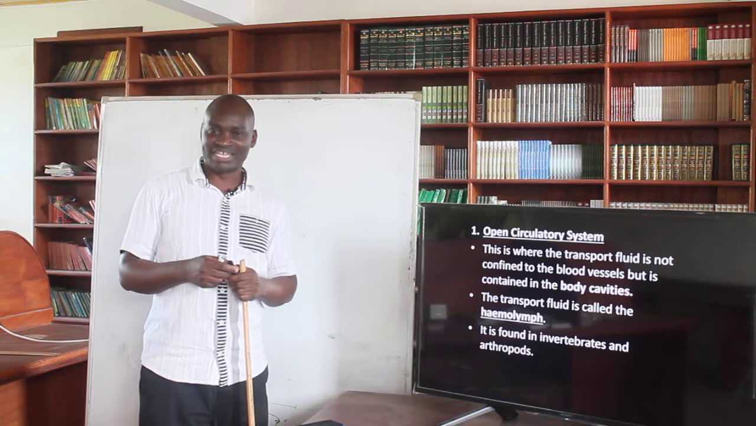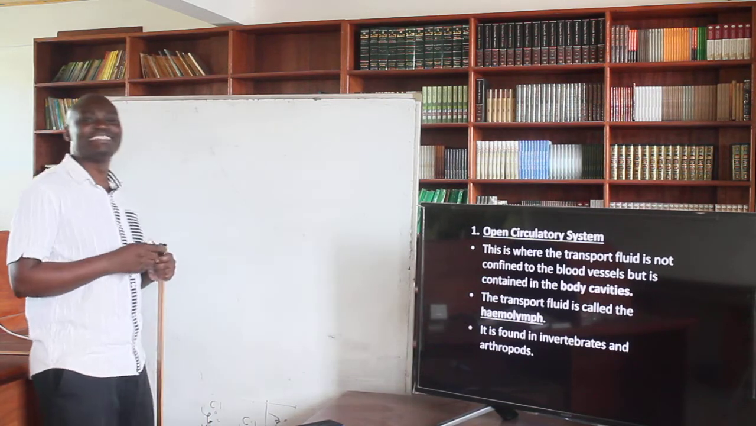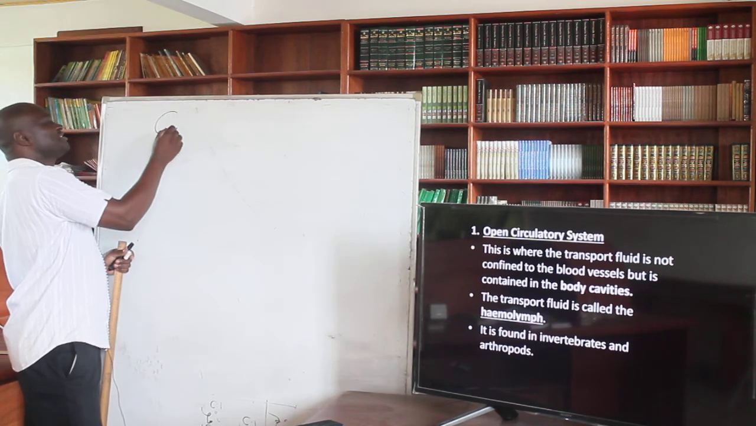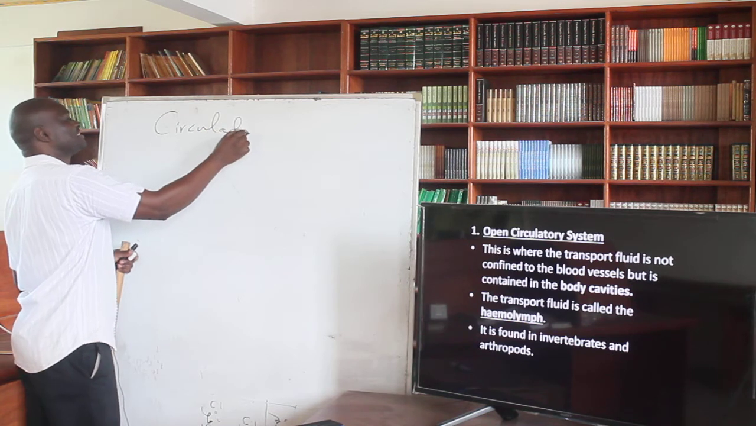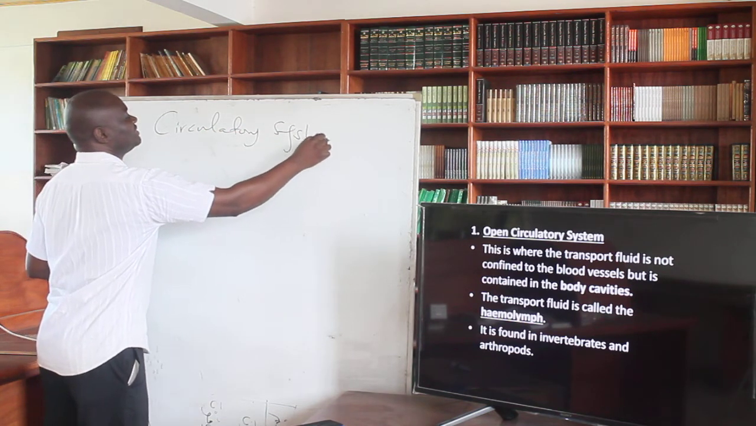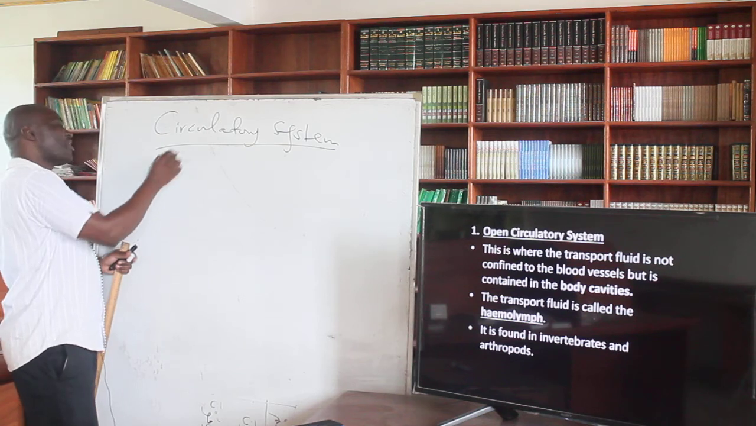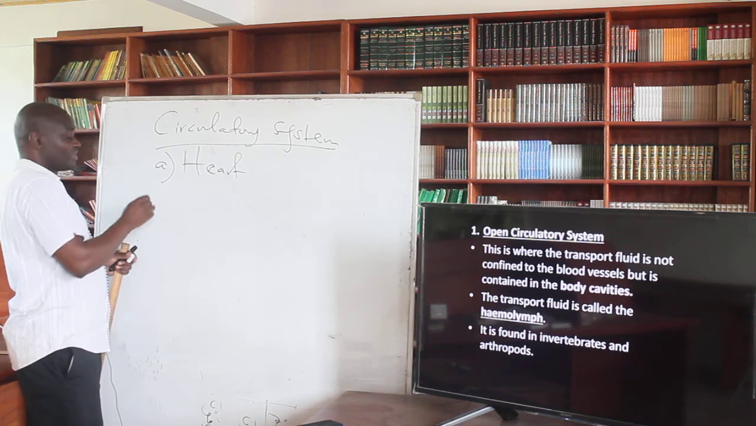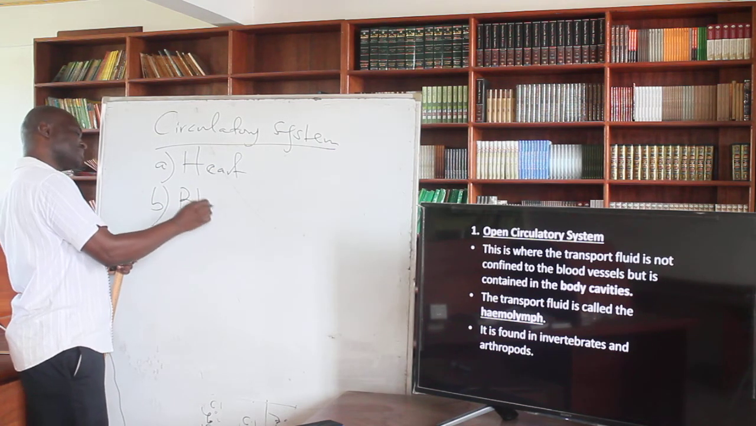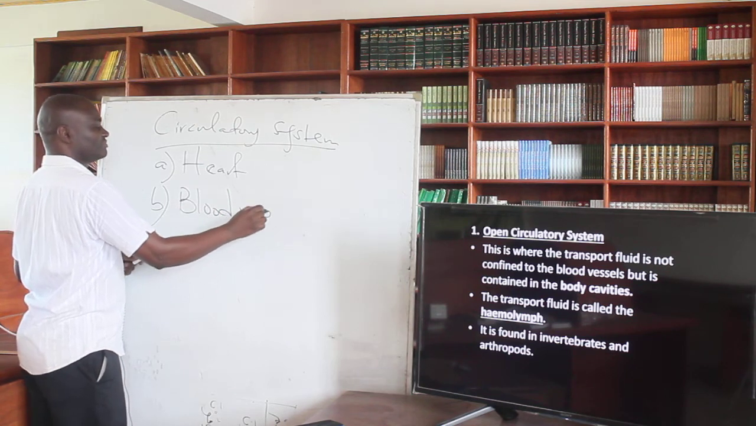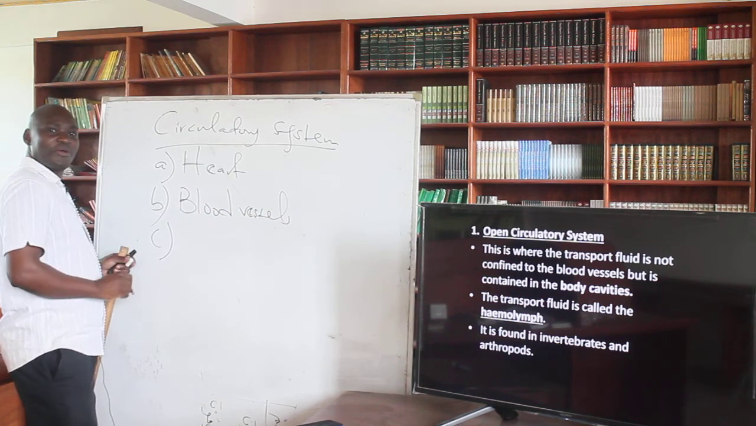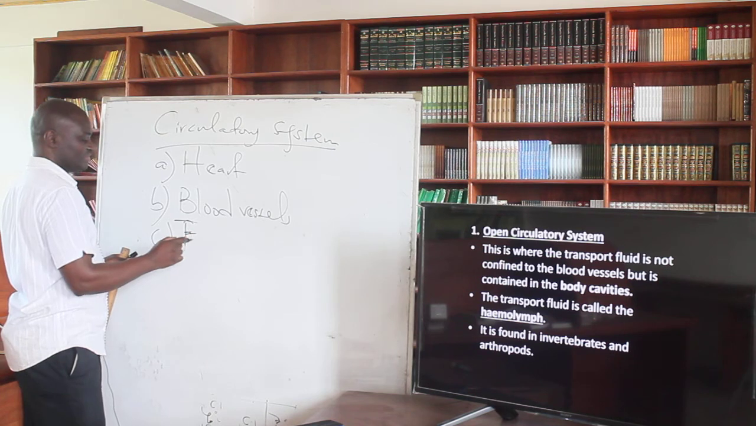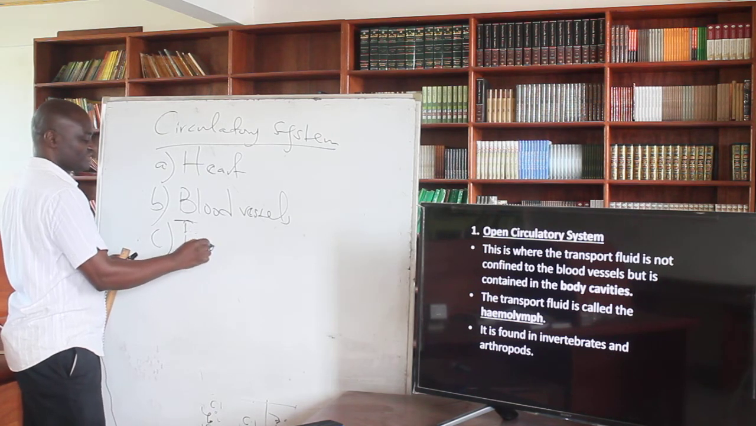Now, an open circulatory system is one where the transporting fluid is not confined to blood vessels, but is contained in the general body cavity. We have said that the circulatory system consists of A, a pumping mechanism, for example the heart; B, the blood vessels; and C, the transporting fluid.